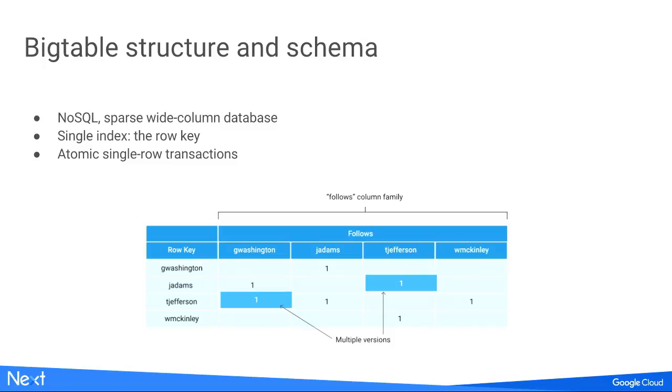It's sparse, so that means whenever you don't store data in any one of the cells, it does not count against the storage. It is wide column, which means that you can create column families, and within each column family, you can create essentially an unlimited number of columns. So you can store any number of data items keyed to a single row as you need.